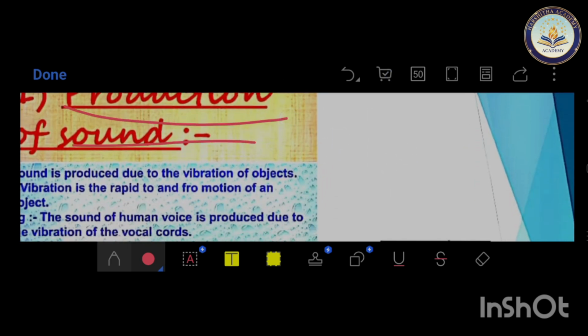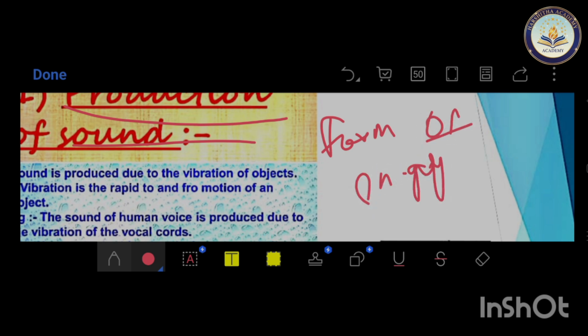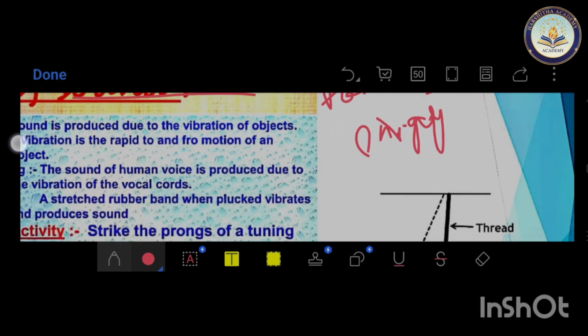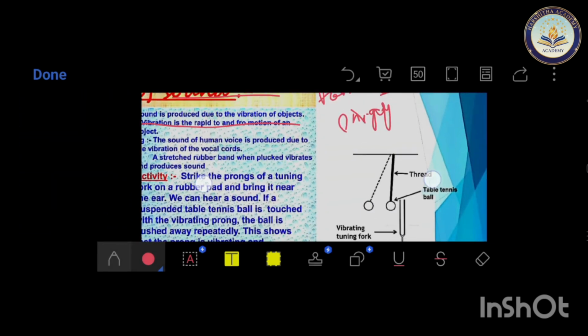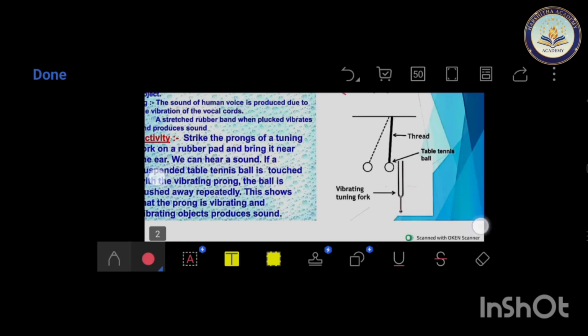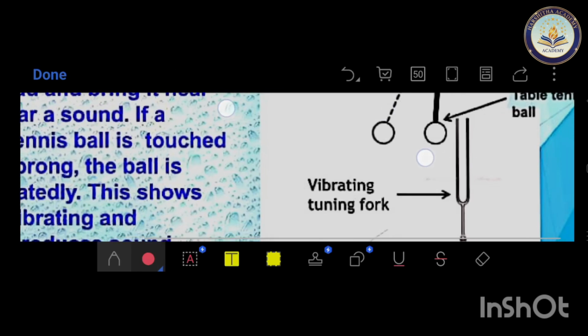Production of sound. What is sound? Sound is a form of energy. You know that sound is produced due to vibration of objects. Sound is produced by vibrating objects. We all know that. Strike a tuning fork's prongs. You know this experiment, guys. It is a vibrating tuning fork.